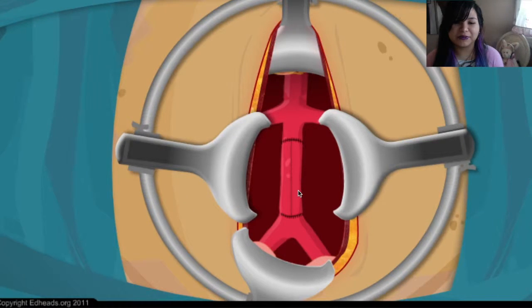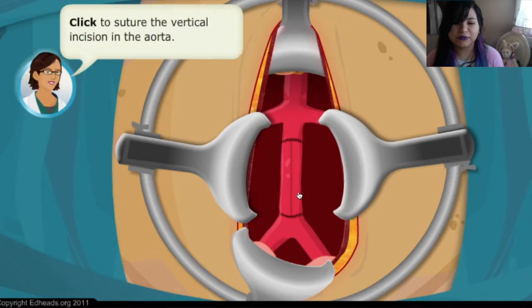Go ahead and suture the vertical incision on the aorta. Again, making lots of small, neat sutures as you go.